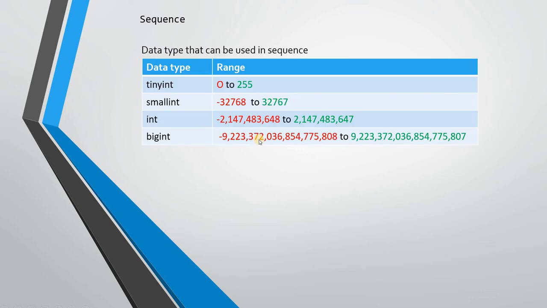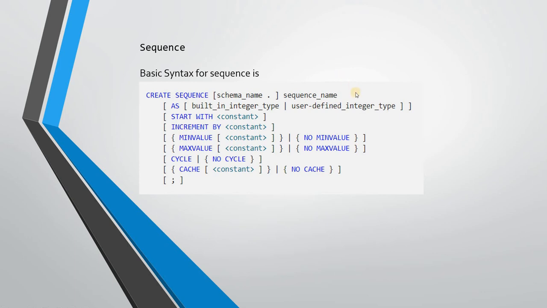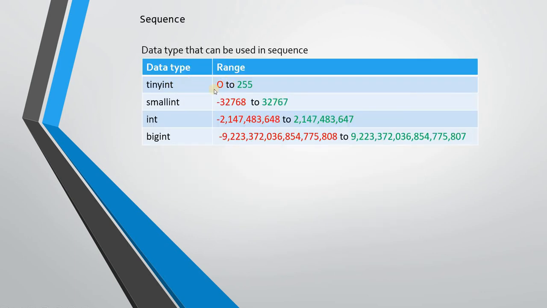Let's move ahead. A sequence can be generated on the following data types, and these are their ranges. It can be generated on tiny integer, small integer, integer and big integer. If you are specifying the data type as tiny integer, then you can generate a sequence from 0 to 255. Similarly, for small integer, from -32768 to 32767. For integer, this is the value, and for big integer, this is the value. Got the point? Let's move ahead.